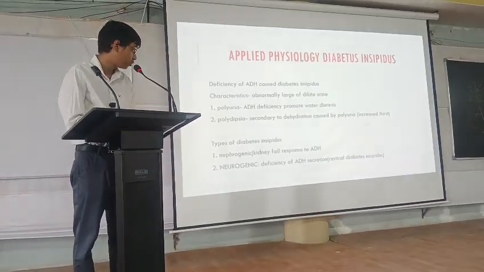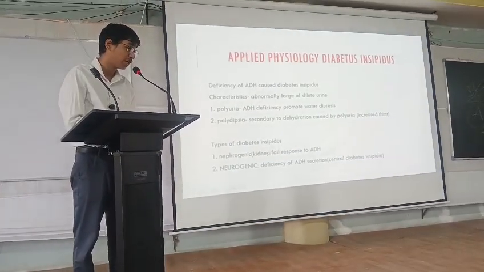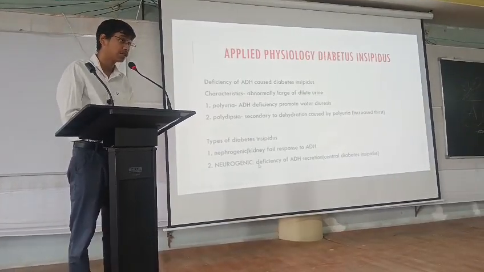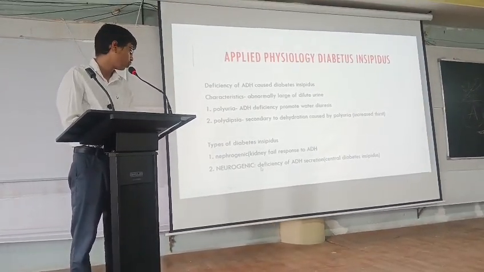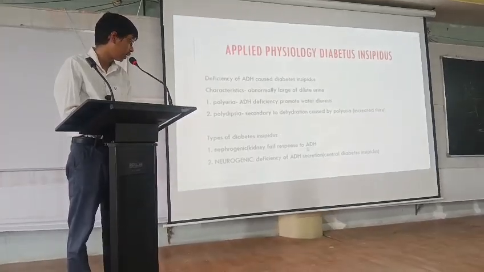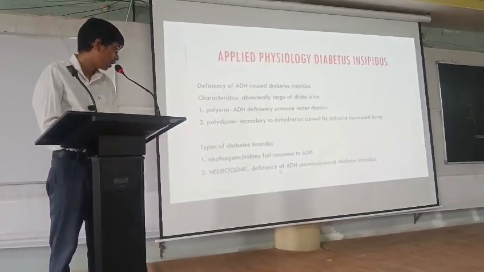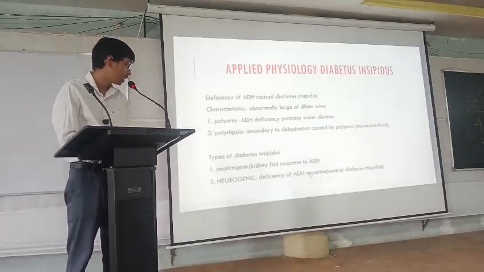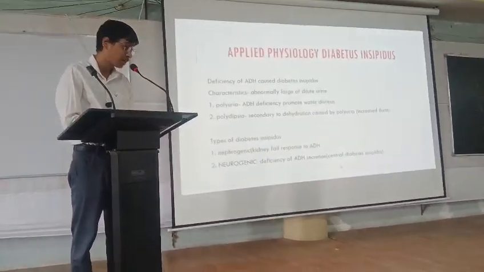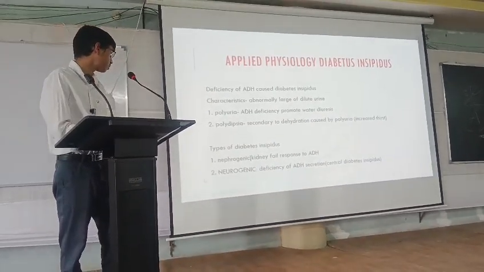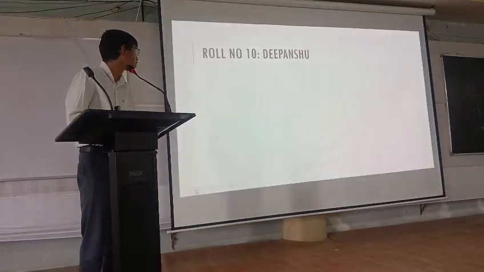There are two types of diabetes insipidus: nephrogenic and neurogenic. Nephrogenic is the failure of the kidney to respond to the ADH, whereas in neurogenic, deficiency of ADH secretion is present, also called central diabetes insipidus.